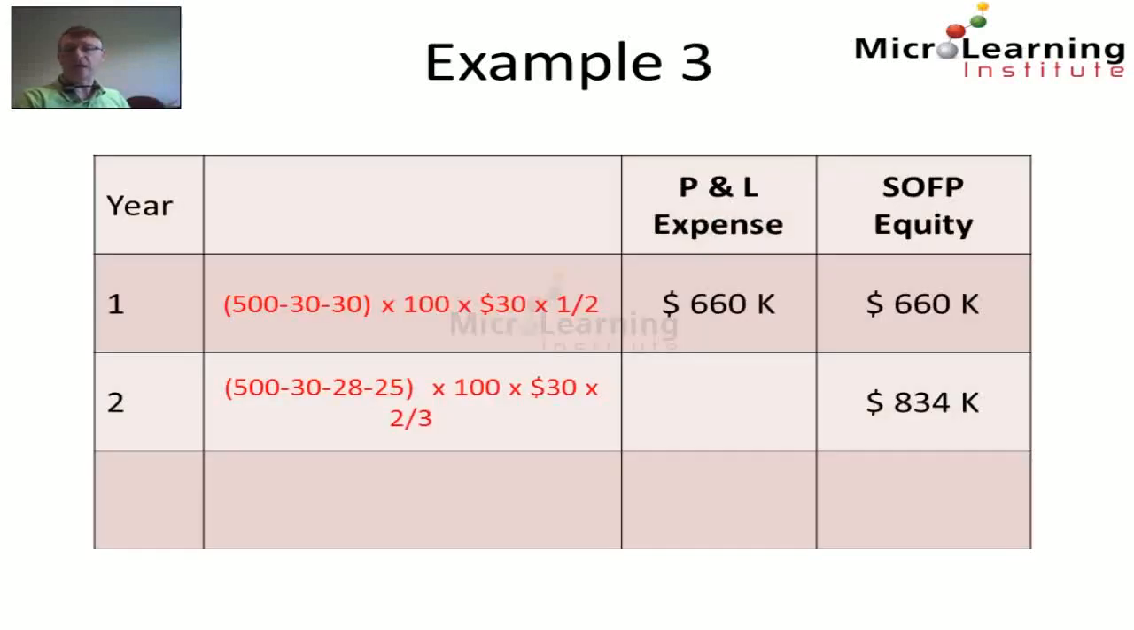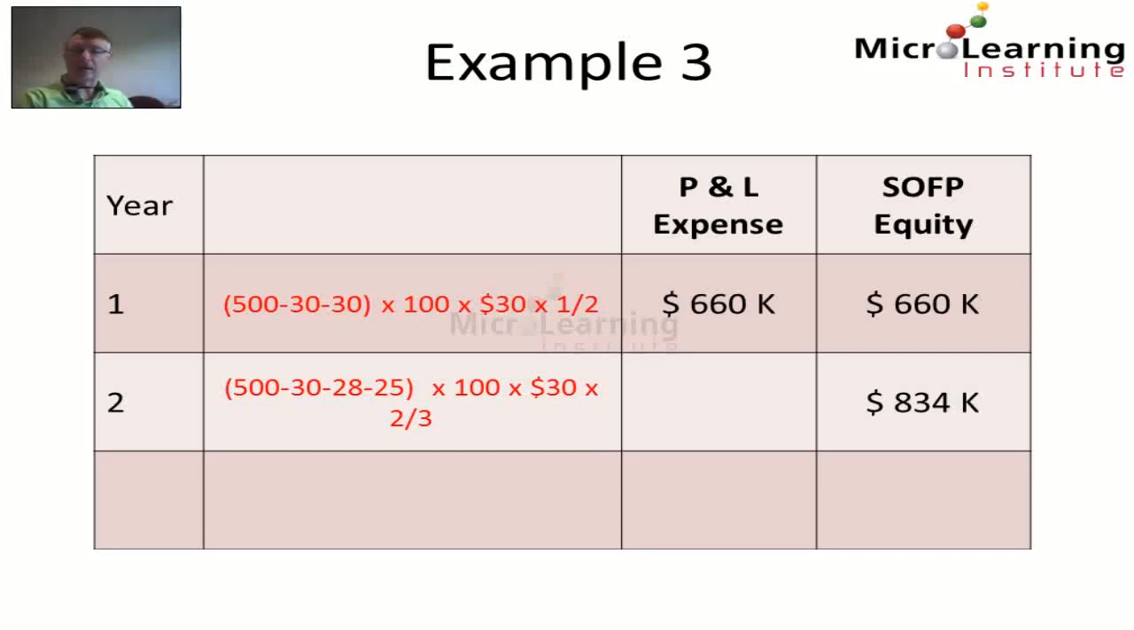Let's look now to see how at the end of year 2 we account for the cumulative equity, and here we see that of the 500 employees that started, 30 left in year 1, an additional 28 left in year 2, and we anticipate that 25 will leave in year 3. Again, they're each entitled to 100 instruments. The fair value at grant date is still $30, and now we time apportion it over 2 years out of the expected 3-year vesting period.